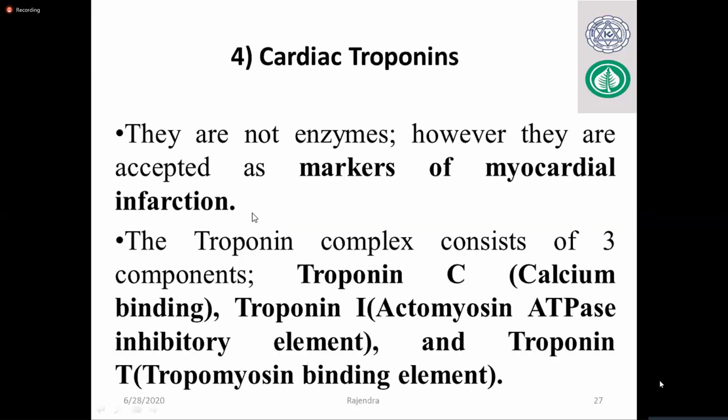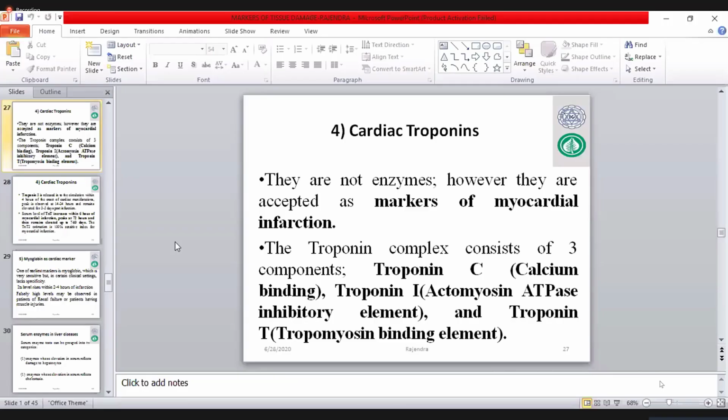Yes, cardiac troponin is another marker. I think we will continue in the next class, because if we discuss all these markers in one day, it will definitely be boring. And yes, we will learn troponin in the next class. And if anyone has any question, please ask. We have 4 minutes more. Anyone ask anything?